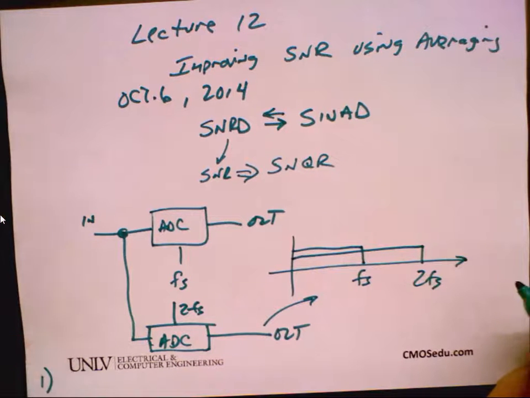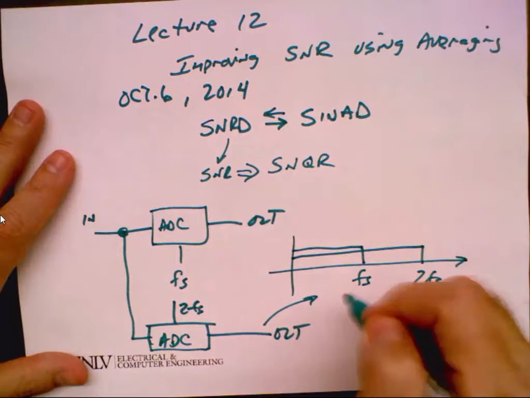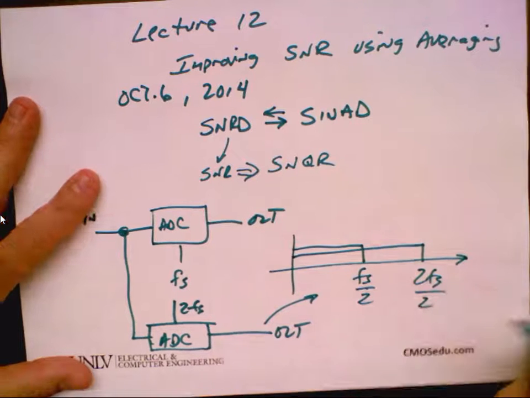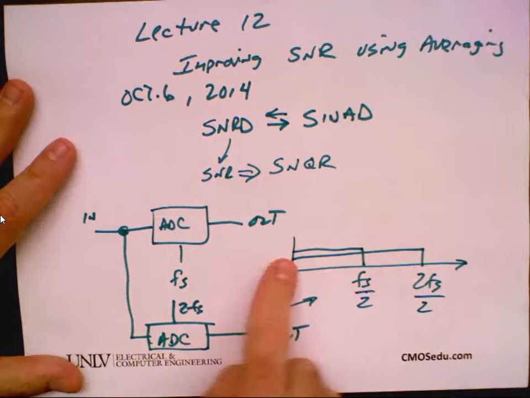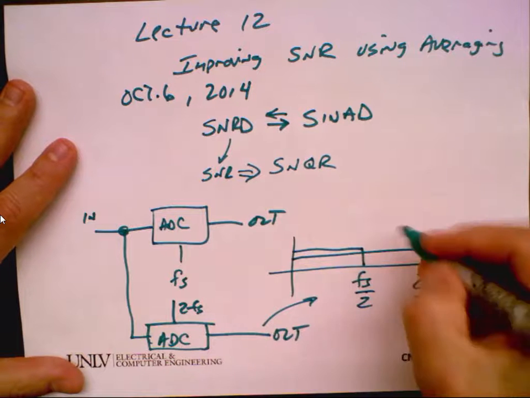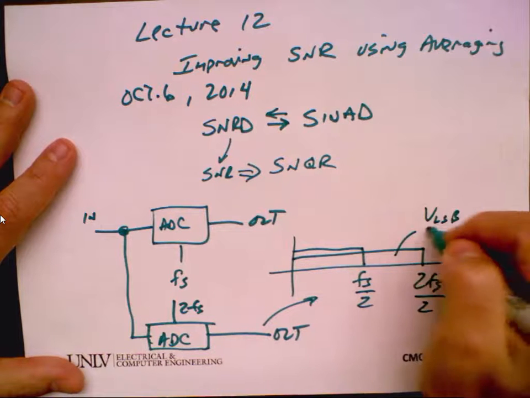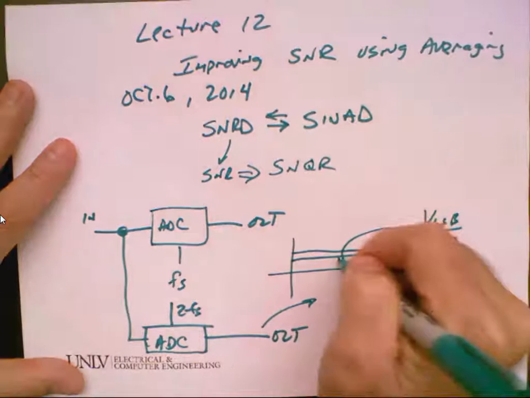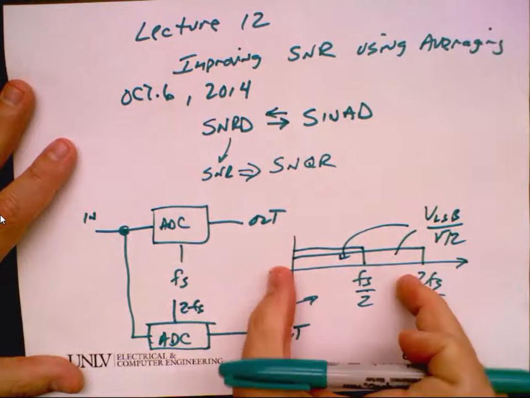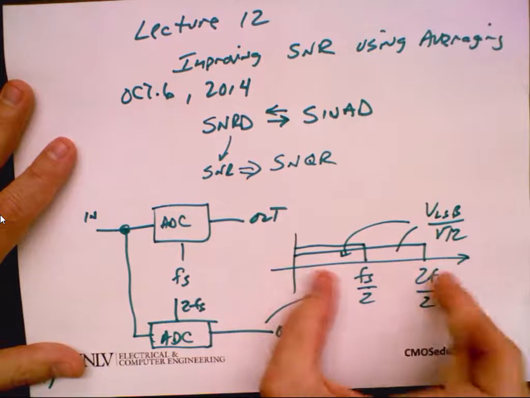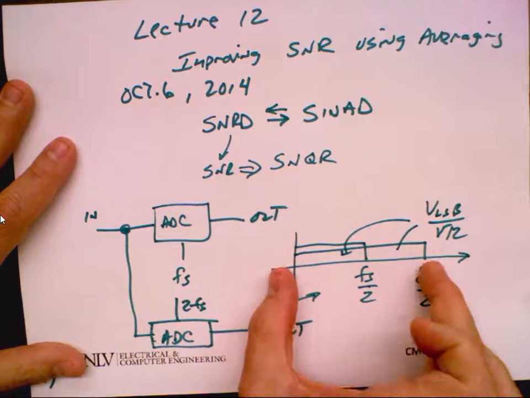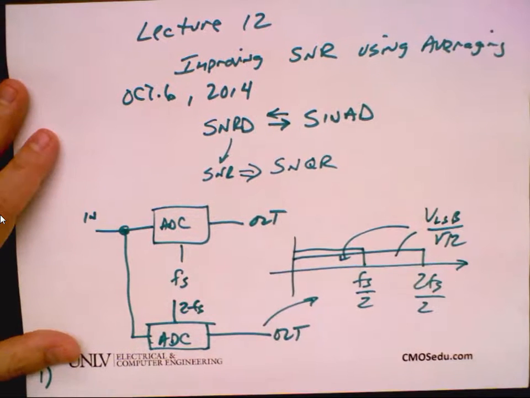No. The RMS values are the same, but the power spectral densities are different. I'm sorry, this would be F sub S over 2 and F sub S, 2F sub S over 2. If I add up the area here, that gives me an RMS value of VLSB over root 12. Same thing as if I had this area. So I'm spreading the noise out over a wider band. I'm not increasing signal to noise ratio.